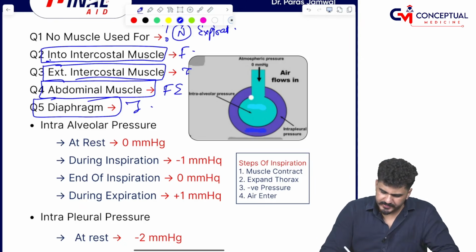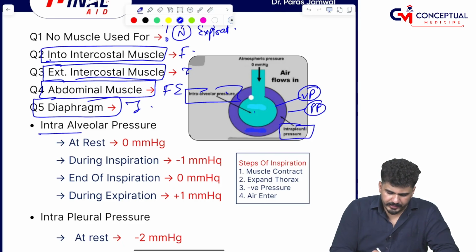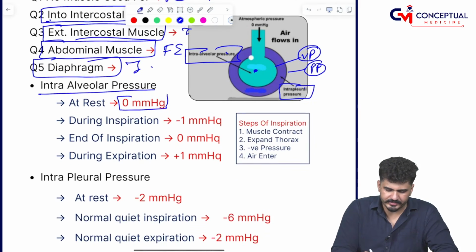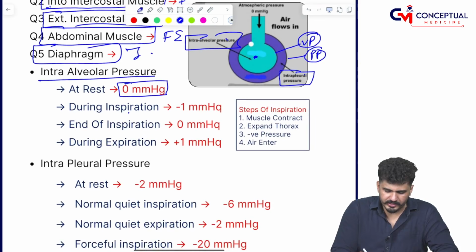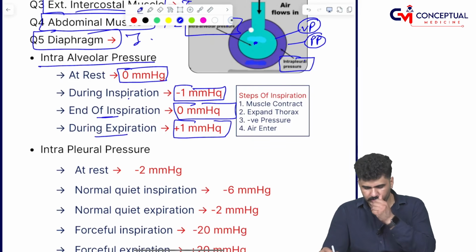This is the visceral pleura, this is the parietal pleura. The space between the visceral pleura and parietal pleura is where we have intrapleural pressure, and what is inside the alveoli is intra-alveolar pressure. So intra-alveolar pressure is what we are going to talk about. At rest it is 0. During inspiration it is -1. At the end of inspiration it again becomes 0. And during expiration it becomes +1.